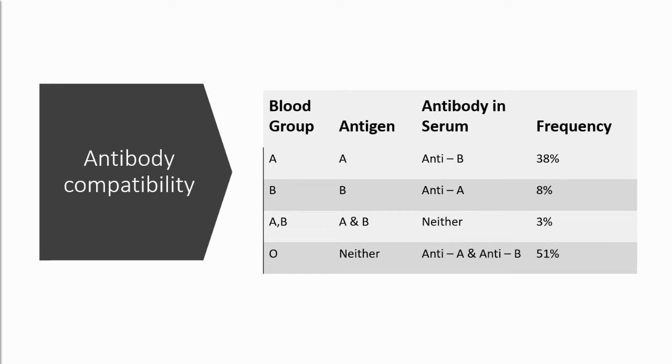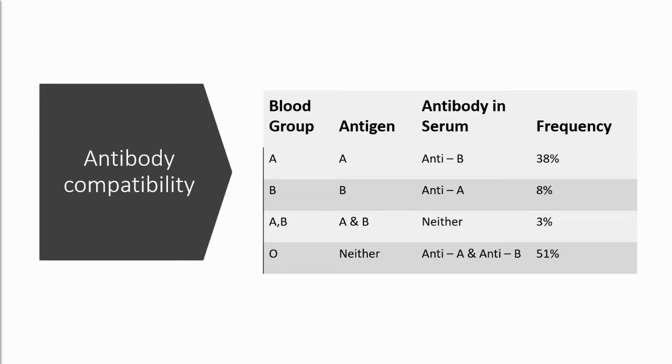If an individual produces an antibody against their self-antigen, i.e. a person of blood group B did produce anti-B antibodies, this would cause an immune destruction of the red cells, that is, hemolysis.